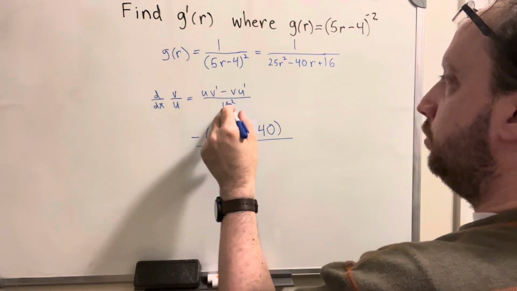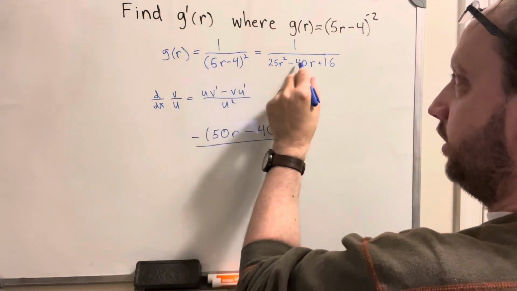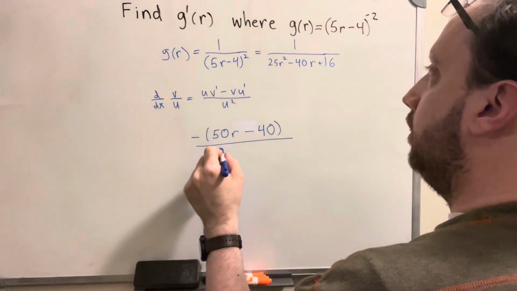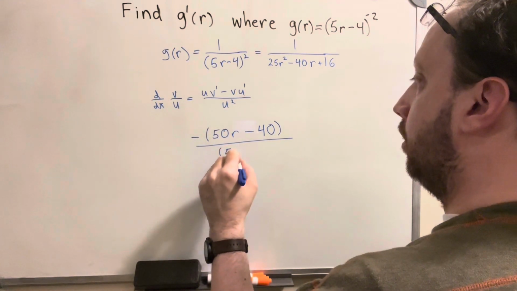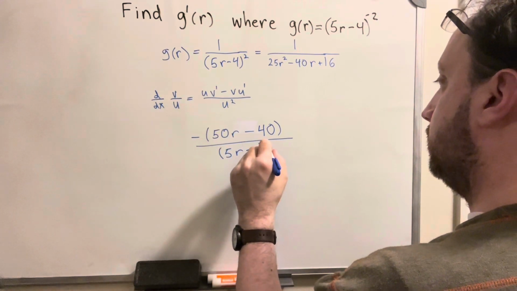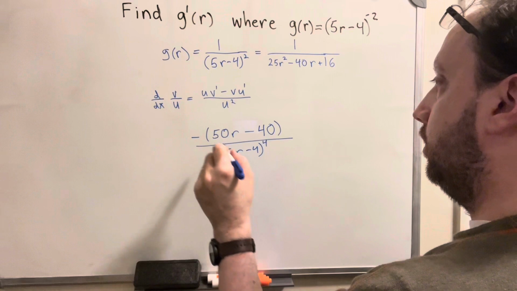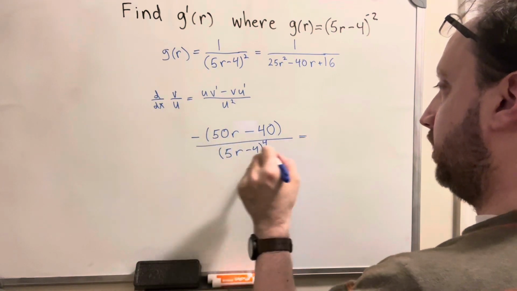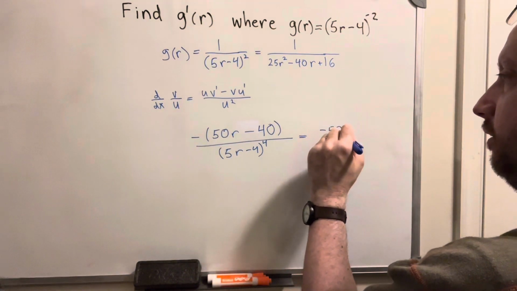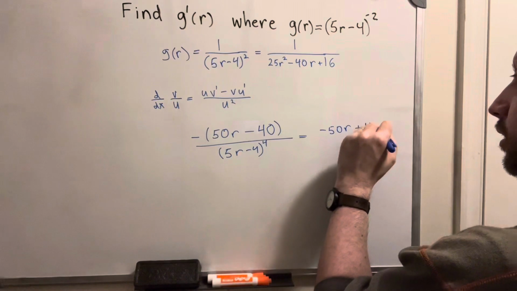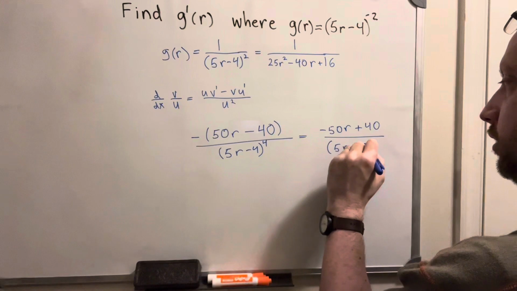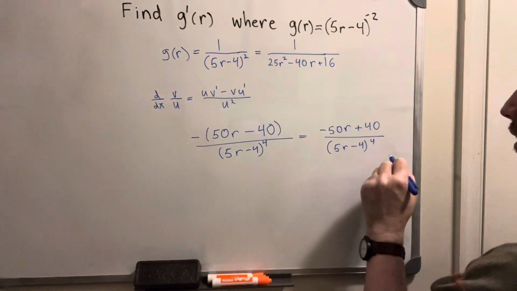Now, what would you rather square? This or this? They're the same thing, but which one is nicer to do? This one. We can write 5r minus 4 squared squared is just going to be to the 4th power. We could leave this as it is, or we can distribute the minus sign. This is minus 50r plus 40 over 5r minus 4 to the 4th.